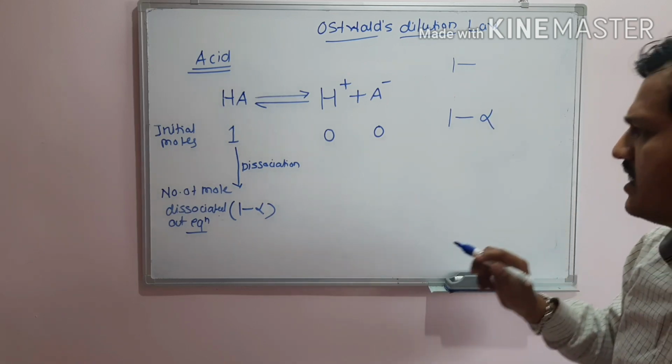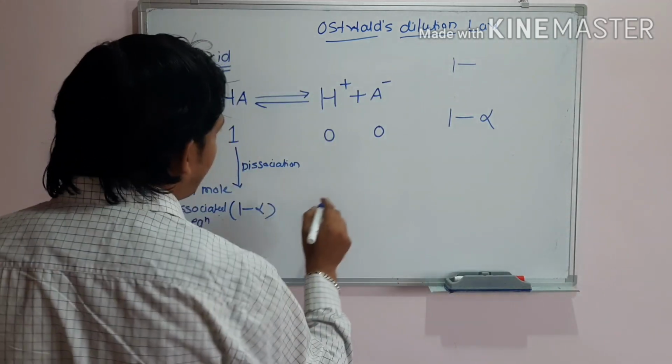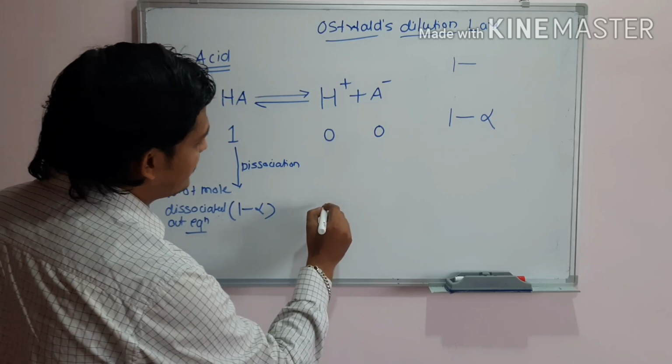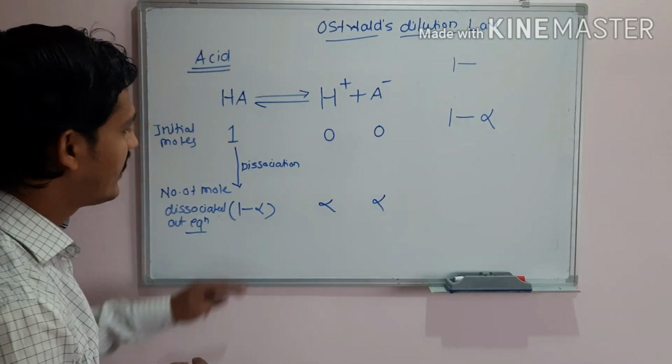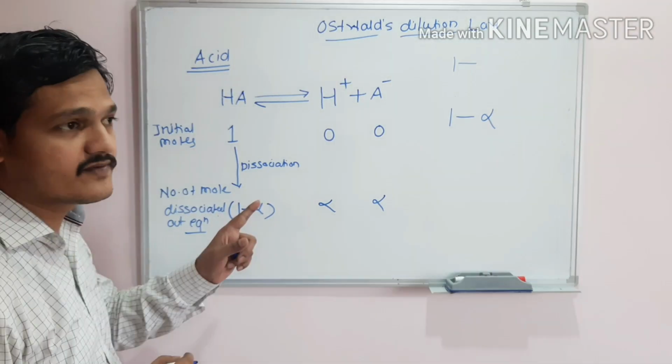बरोबर. 1 minus alpha. Okay, and what is the value of H plus A minus? That is equal to alpha. Please remember that alpha chemical kinetics आठवा.